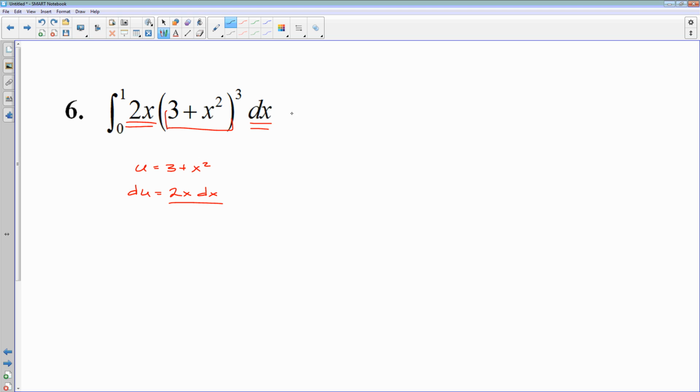So I'm going to do my substitution. The 2x dx comes out as my du. My 3 plus x squared is u, so the integral of u cubed gives me u to the 4th over 4. Now this is a definite integral. It's u to the 4th over 4 that is our antiderivative.